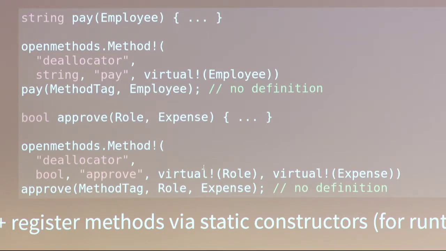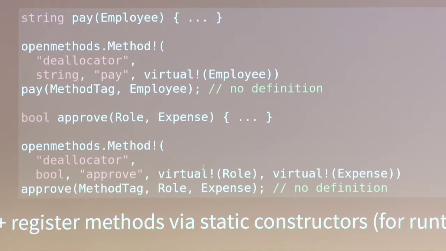So we have pay, which takes an employee and returns a string, and contains some code, which we are going to examine. And then we have that second pay method, which looks quite mysterious, and it doesn't even have a definition. It has the same signature, but with an additional method tag argument.